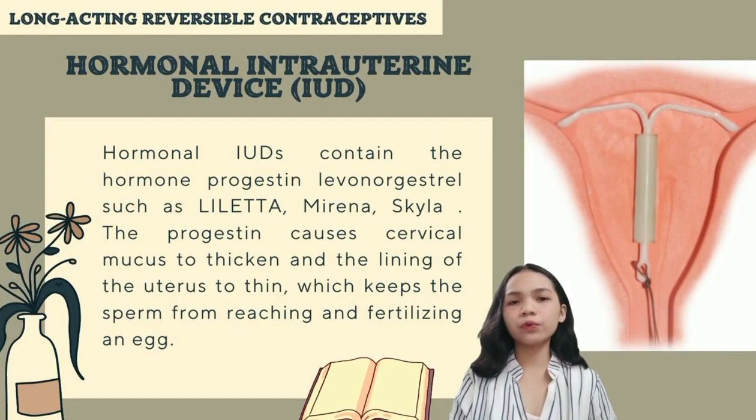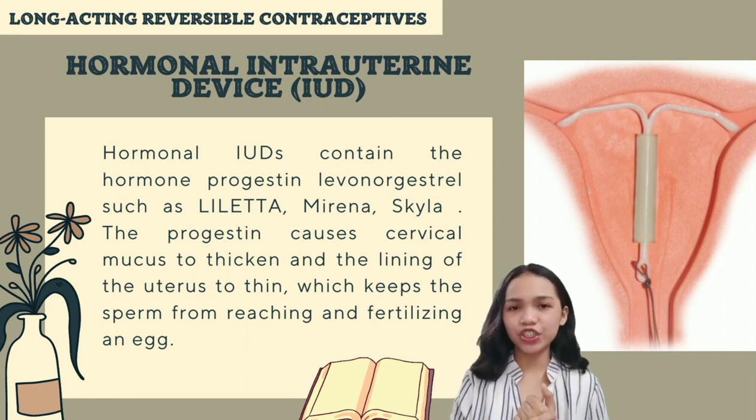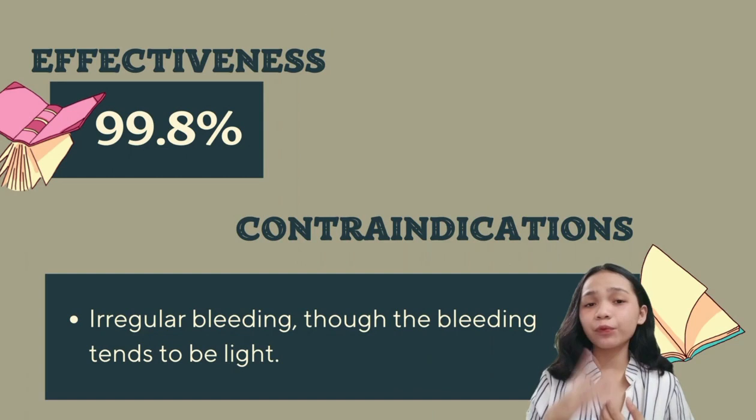And then we have the other one, the hormonal intrauterine device. The hormonal IUD lasts up to 3 to 5 years. This IUD works by causing the cervical mucus to become thicker so the sperm cannot reach the egg. The hormone also makes the lining of the uterus thinner and less likely to promote implantation. It is 99.8% effective with typical use.